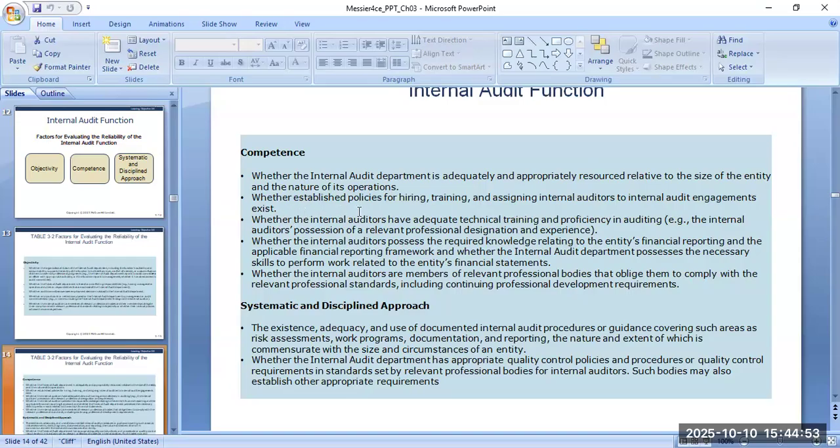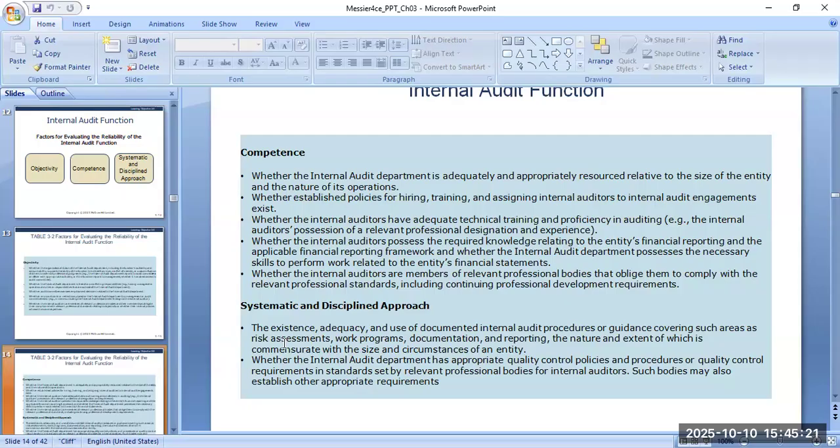Whether an established policy of hiring, training, and assigning internal auditors to internal audit engagements exists, whether the internal auditor has adequate technical training and proficiency in auditing. So we're checking the competence of the people who are part of this internal audit. And the last one is the systematic and disciplined approach.